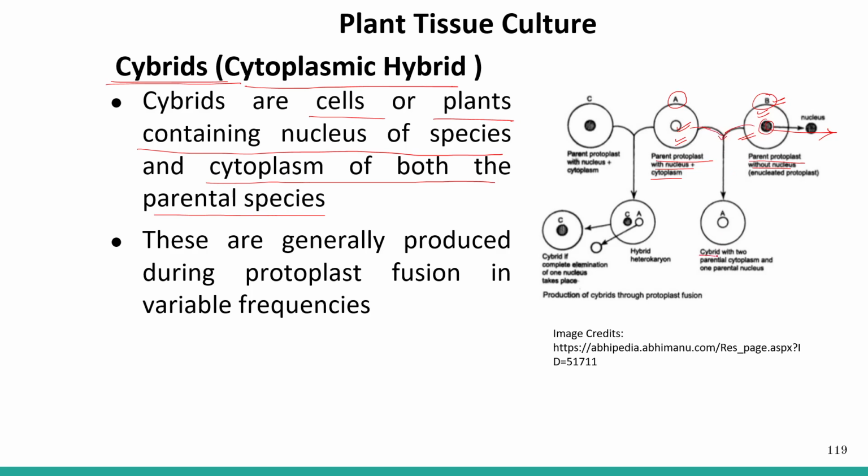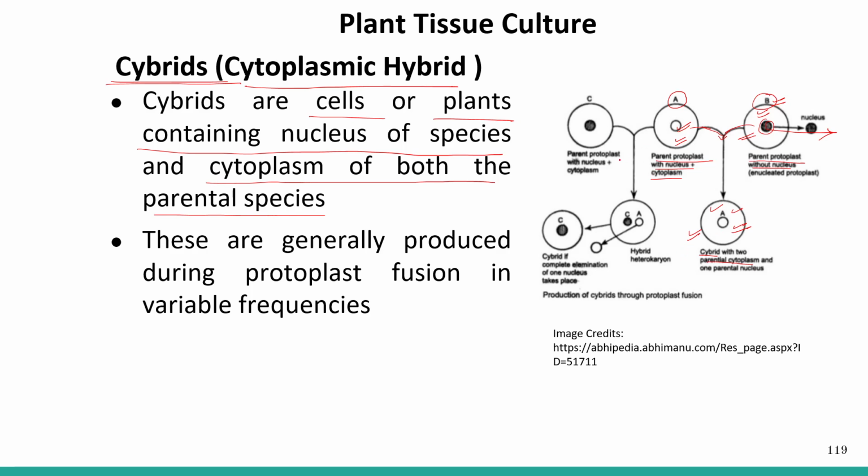Now this particular cell is called a cybrid with two parental cytoplasm, and that is why it got its name cybrid instead of hybrid, right? Because the cytoplasm of both the parental cells are there and the nucleus of just one parent is there. Okay, so that is why it got its name cybrid.